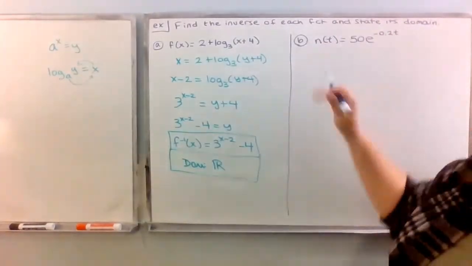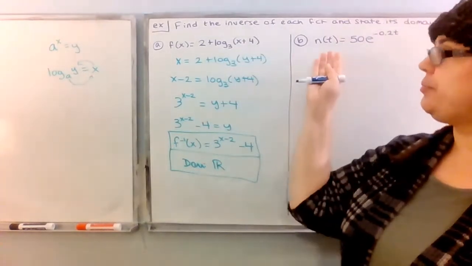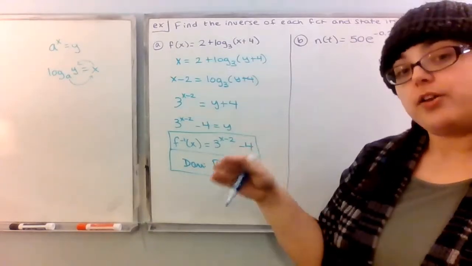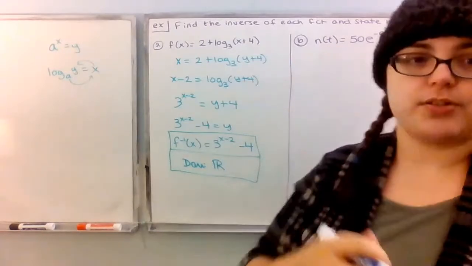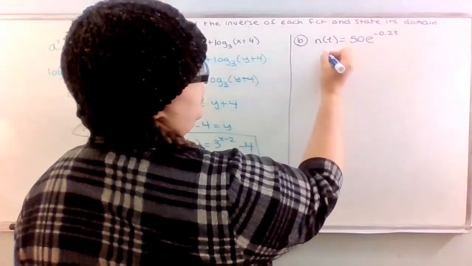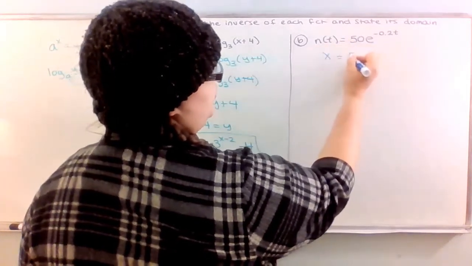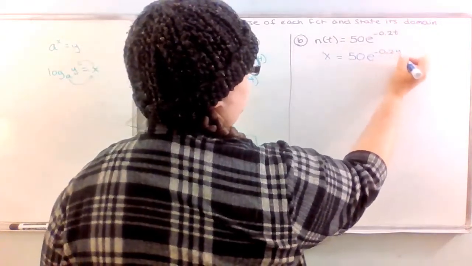So to start out, I'm going to change the roles of x's and y's. On this particular problem, we have t, but I'm just going to use x and y to keep it easier, knowing that in the end, I do want to change back to n and t. So let's see here. We're going to get, this is y, so I'm going to change this part into x, is equal to 50 e to the negative 0.2 y.